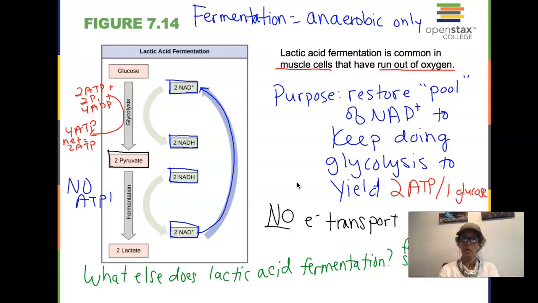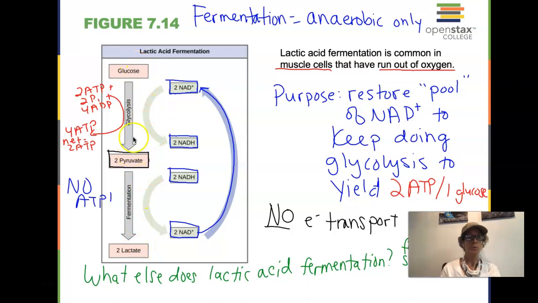Figure 7.14 deals with lactic acid fermentation. It is called that because the lactic acid is the product, the end result of the process. We still start with glucose. We can do this form of fermentation in our muscle cells when they run out of oxygen. So if you exceed your aerobic capacity, you will be forcing your muscle cells to do work anaerobically, and that is much less efficient. We start with the glucose, we still undergo glycolysis to 2 pyruvate, but instead of going to the citric acid cycle and electron transport, we simply convert the pyruvate to lactate.